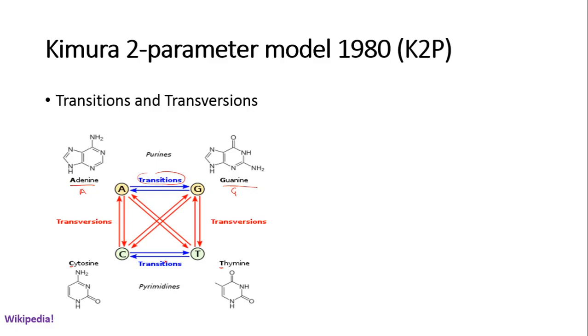Now it is observed that transitions happen more frequently as compared to transversion. That is what people have observed. That is, the rate of transition is much higher than the rate of transversion. Hence, it would be more logical if we provide a different rate of substitution for transition and another rate of substitution for transversion. This is the very basic assumption in the Kimura two-parameter model.